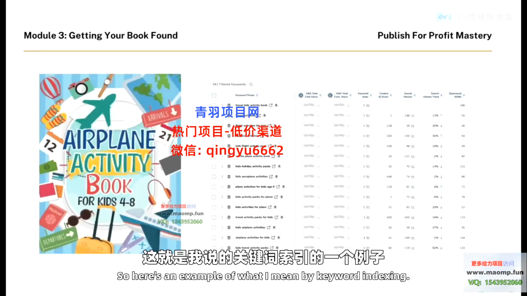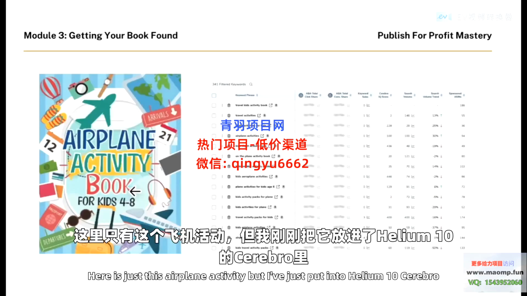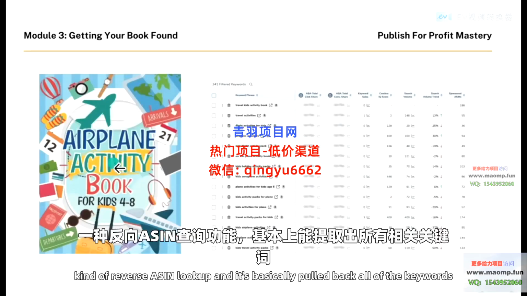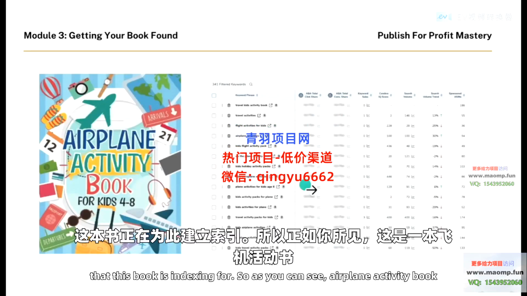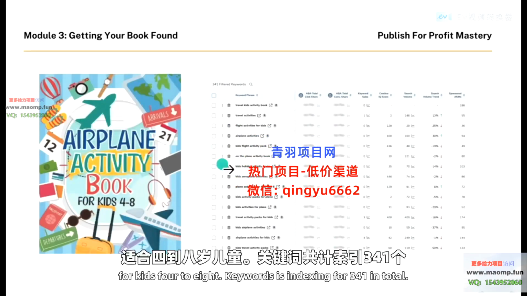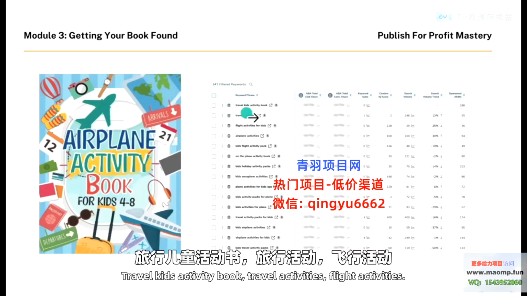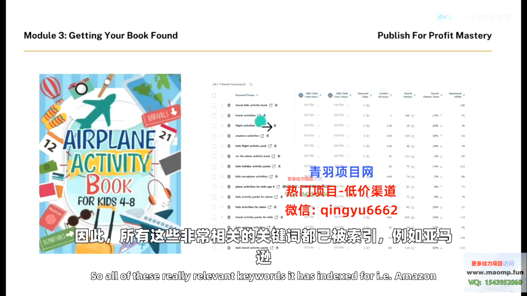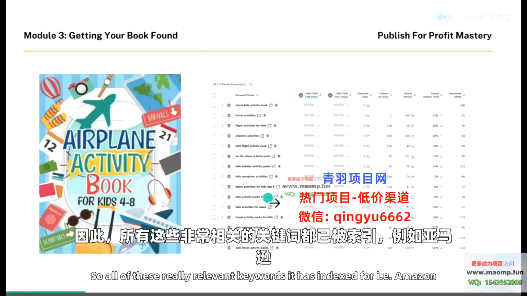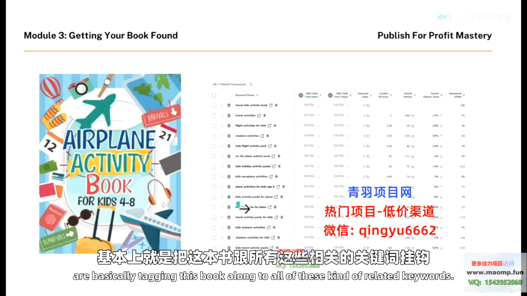So here's an example of what I mean by keyword indexing. Here is this airplane activity book, and I've put it into Helium 10 Cerebro, a reverse ASIN lookup, and it's pulled back all of the keywords that this book is indexing for. As you can see, airplane activity book for kids 4 to 8, the book is indexing for 341 keywords in total: travel kids activity book, travel activities, flight activities for kids. So all of these really relevant keywords it has indexed for, i.e. Amazon are tagging this book to all of these related keywords.